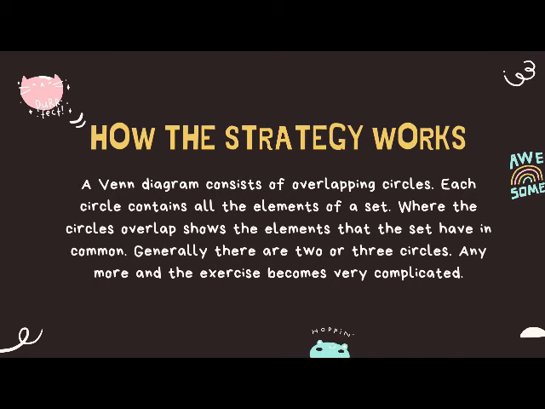How the strategy works. A Venn diagram consists of overlapping circles. Each circle contains all the elements of a set. Where the circles overlap shows the elements that the sets have in common. Generally, there are two or three circles, any more and the exercise becomes very complicated.